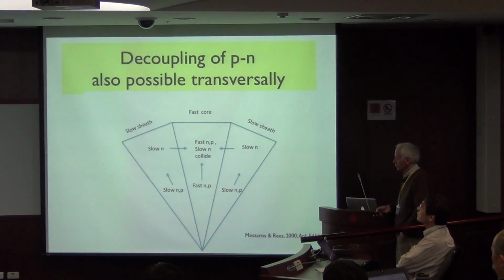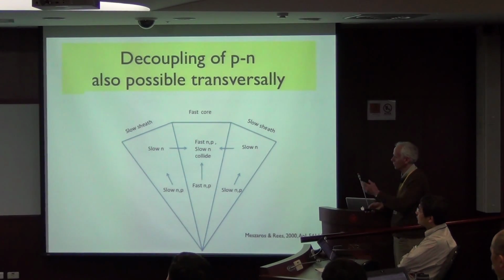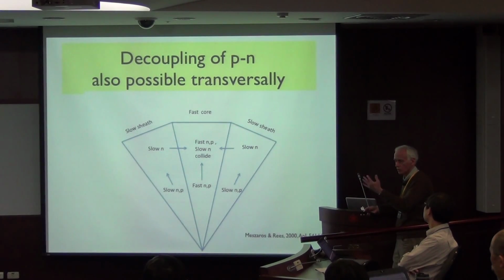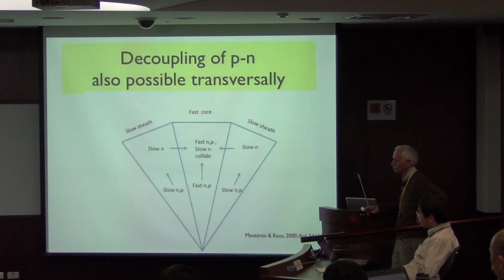Alternatively, the jet has a structure. Let's say there is a faster, larger bulk Lorentz factor here, and a slower bulk Lorentz factor on the outside of the jet. So here you have fast neutrons and protons, and here you have slow neutrons and protons. But the neutrons, being uncharged, can drift across magnetic field lines and walk into the fast flow, and then they will have a very different Lorentz factor than the fast-moving neutrons and protons, and again you get inelastic nuclear collisions.